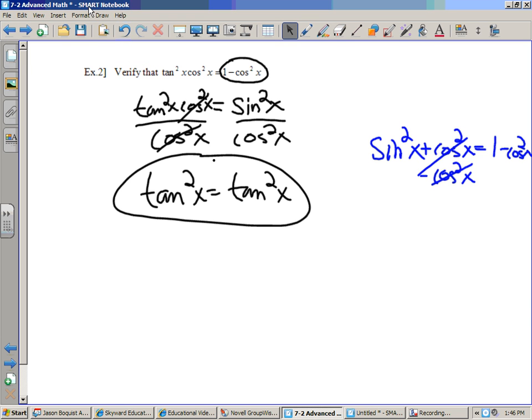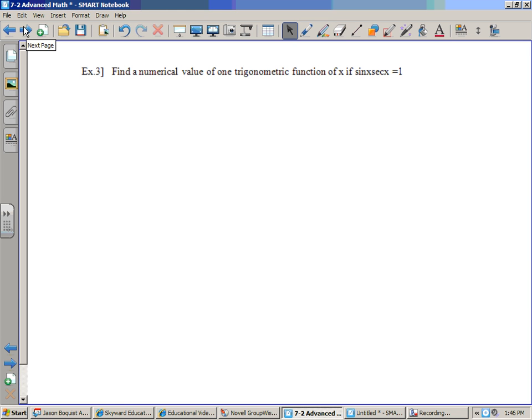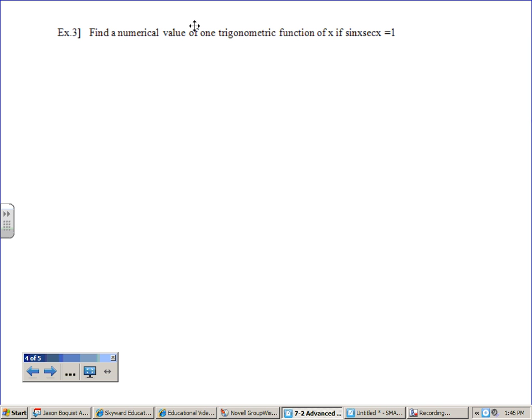What if you get sine squared x plus cosine squared x equals 1? Write it as 1 equals 1, because your left side does equal 1. Yep. Okay, this one right here is actually very simple. It says to find a numerical value of one trig function of x. Well, I have a numerical value. It's right there. It says 1. Do I have one trig function, though? Now, how many do I have? Well, we better fix that.